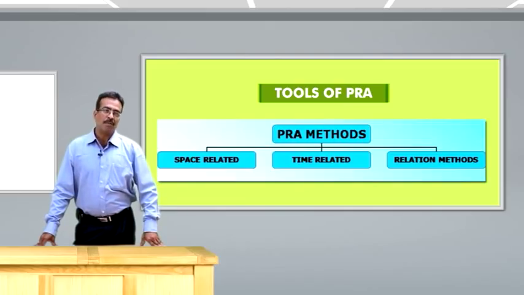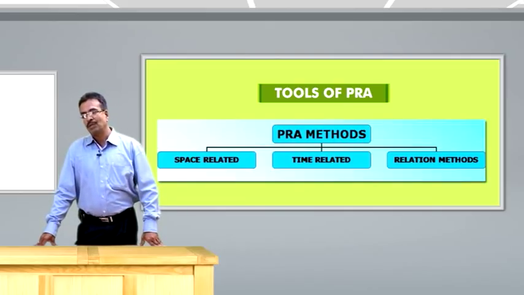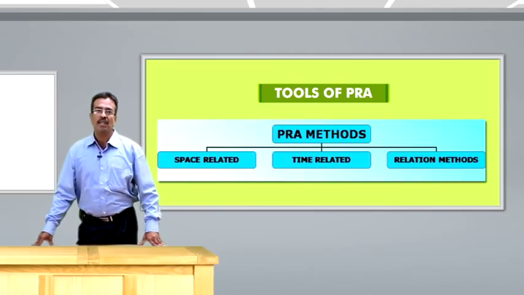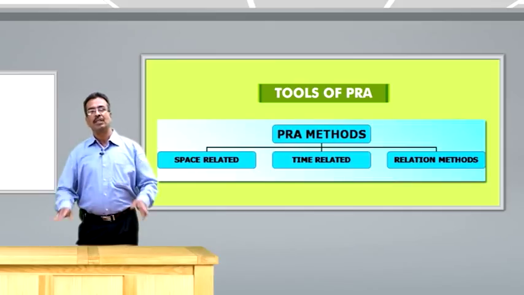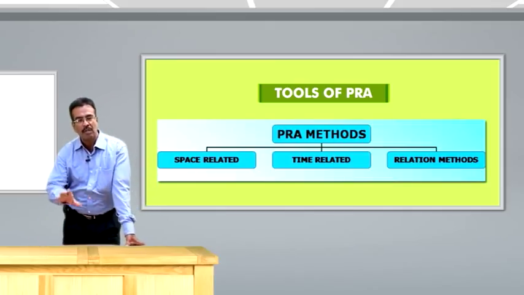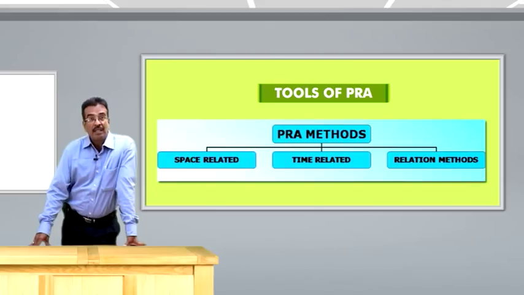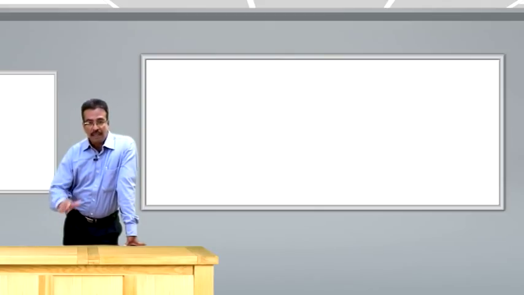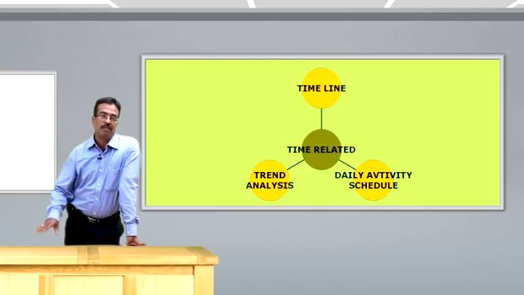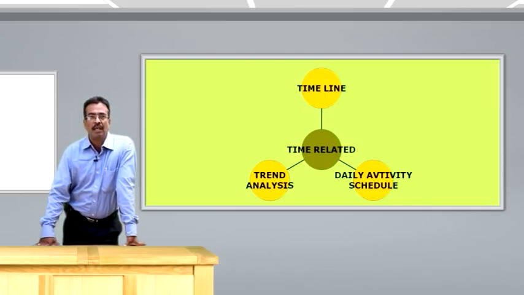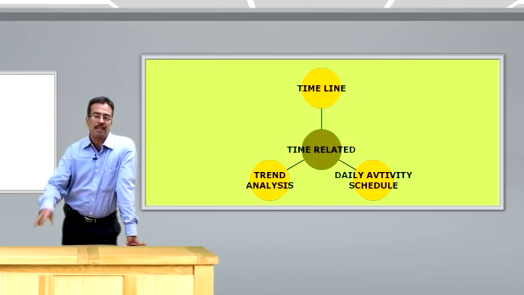When it comes to the tools of PRA, I told you we have a large number of tools, but we restrict ourselves to very common tools used by many people or many agencies. When we talk about the PRA method, we can classify the tools into space related, that is over an area, time related, that is over a time period, and the third one related to relationship methods. Likewise, we can classify the entire set of PRA tools into three categories.